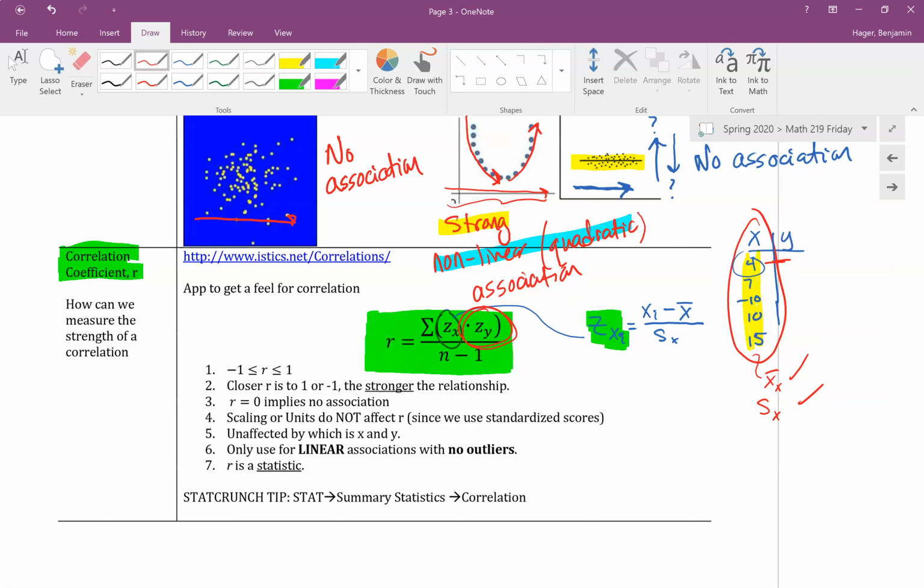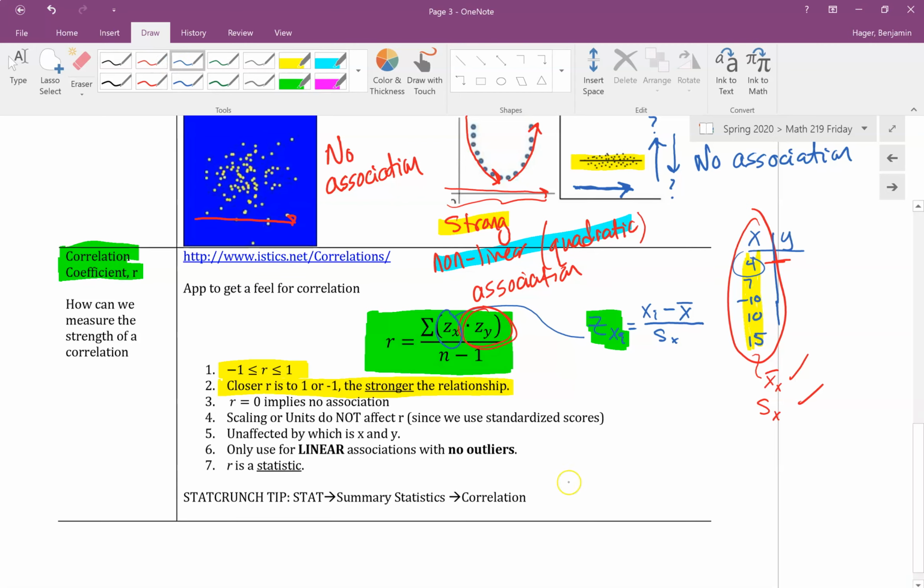So again, we're not going to do it by hand. The calculator or computer will do it for us. But a couple things. R will always be between -1 and 1. The closer it is to either 1 or -1, the stronger the relationship is. And the sign indicates whether it's a positive or a negative correlation. If R is positive, then we have a positive correlation. If R is negative, we have a negative correlation.